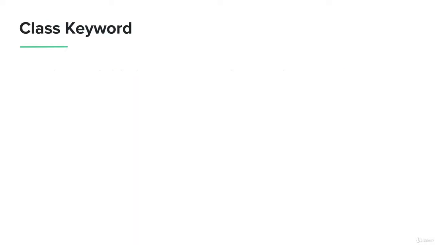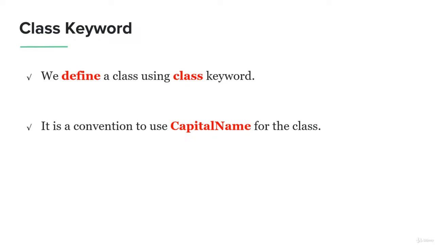Now, there is also a very important keyword called the class keyword. We define a class using this keyword. It's very simple. We just use the class keyword to define a class. And it's a convention to use a capitalized name for the class, just like this. So the first letter of the first word is capitalized, and then if we have another word in the name, its first letter is also capitalized, and so on. And the rest are small letters.